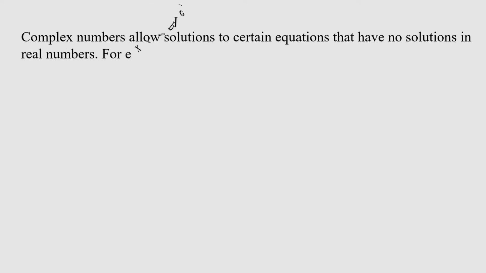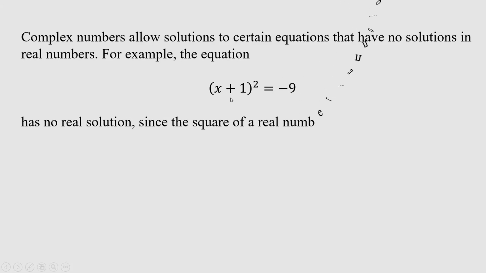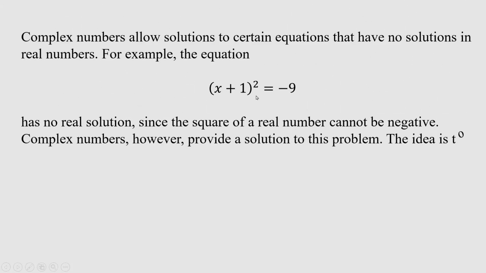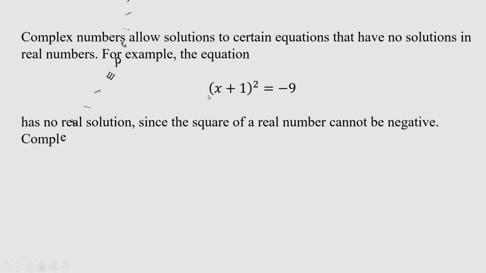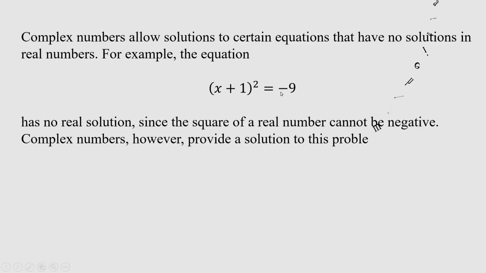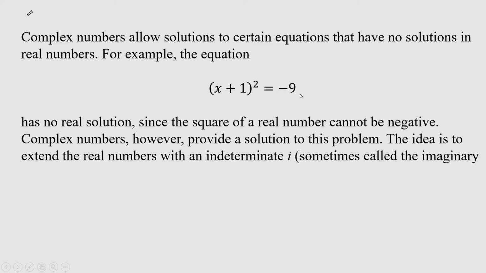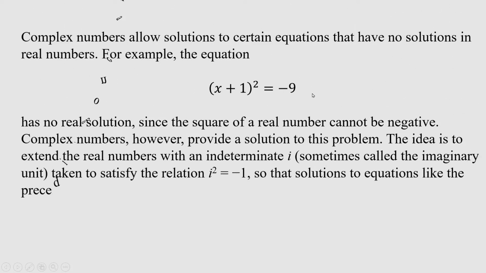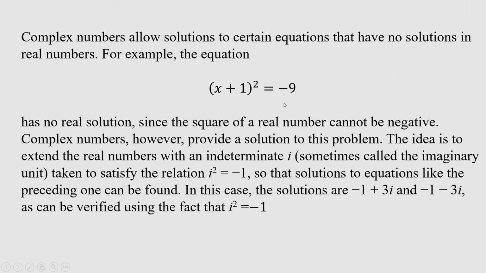Complex numbers allow the solution to certain equations that have no solution in real numbers. For example, look at this equation. Here (x plus 1) whole square is equal to minus 9. We know that the square of any number is always positive, but here (x plus 1) whole square is equal to minus 9. Therefore, this equation has no real solution, since the square of a real number cannot be negative. But complex numbers provide a solution to this problem.